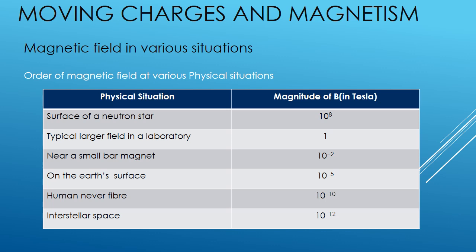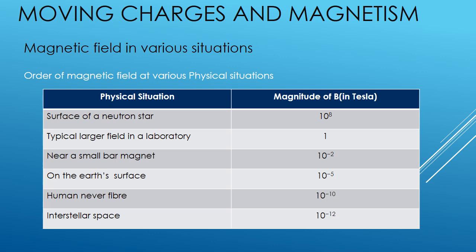Now, if you go near a bar magnet, it is about 10 power minus 2 Tesla. In the lab, we can make a solenoid; you will study solenoids in detail later in the next topic. It is actually a coil, like a spring, with a large number of turns. When we flow current in this, we can create a magnetic field inside, up to 1 Tesla. That is, in the lab we can create 1 Tesla.